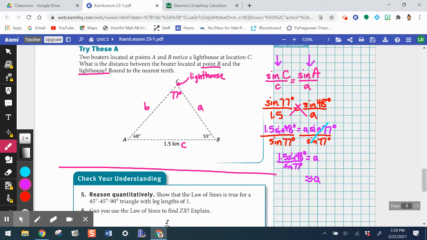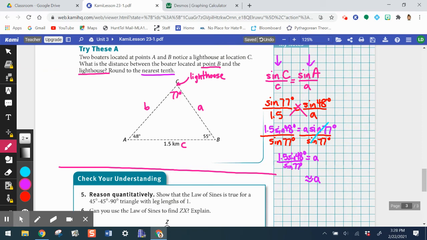So if this is A times the sine of 77, and I need to just solve for A, I'm going to divide both sides by the sine of 77. So like you see here, it cancels out or becomes the number 1. So A is equal to 1.5 times the sine of 48 degrees over the sine of 77 degrees. And notice I went ahead and put a little squiggly equal sign, which means approximate, because we are going to get a decimal here. In fact, they tell us to round to the nearest tenth.